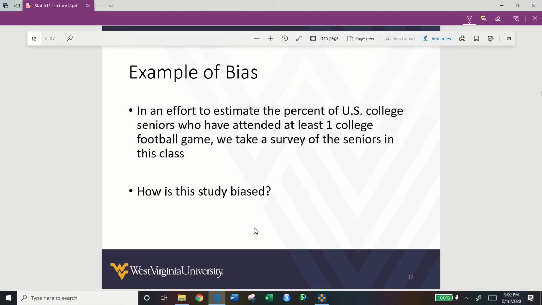If I were to take this in, say, an undergraduate-level statistics course, I may have a few seniors, but not every senior from every major is going to have to take that statistics course. So it's not going to be truly representative of the entire population, which in this case would be the senior class.